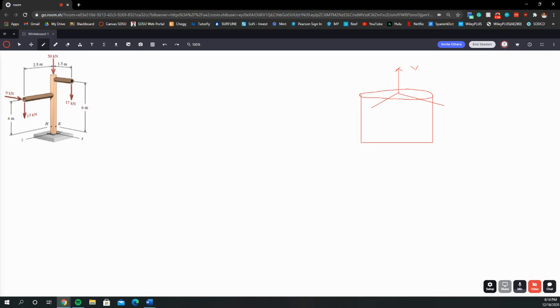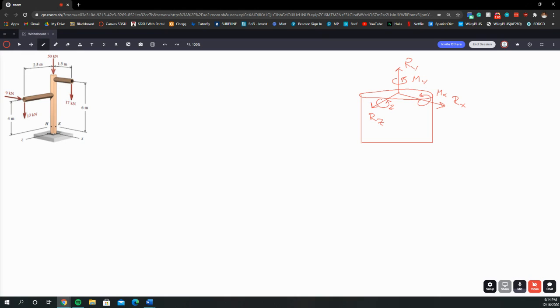So this is Y or RY. This is RZ. And this is RX. We also have moments about all these axes. So moment about Y, moment about X, and moment about Z.